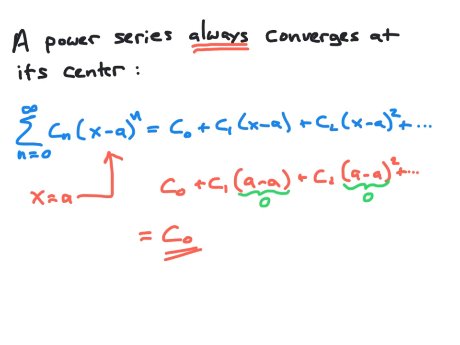Since this is the case, we now ask ourselves, for what other values other than the center does our power series converge? And here's where it depends a bit on the power series. Some power series will only converge at the center. Some power series will converge on an interval centered around the center, and other power series will converge for all real numbers. We now make these three different cases more explicit and formal.